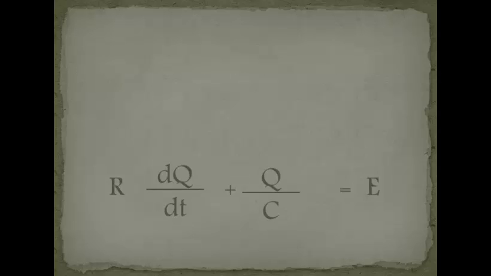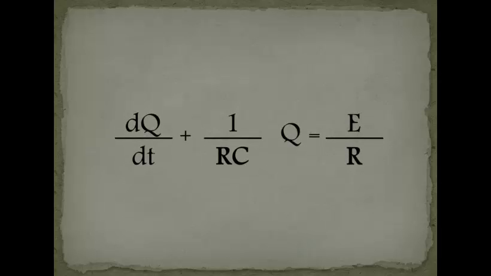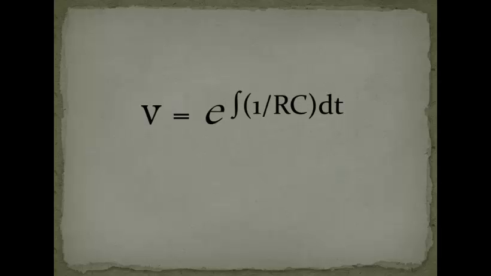Given the differential equation, R dQ over dt plus Q over C equals E. Reducing the equation to its standard form, we have dQ over dt plus 1 over RC times Q equals E over R. Now, we find the integrating factor V, and V is equal to e to the integral of 1 over RC dt. Integrating the exponent, we have V equals e to the t over RC.